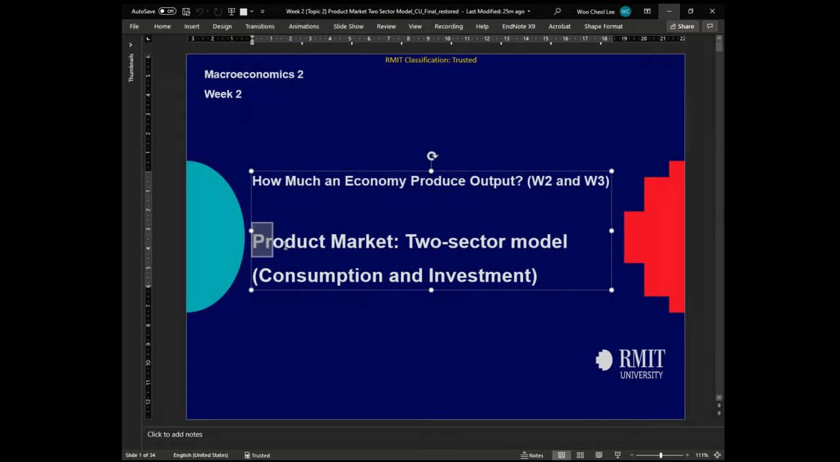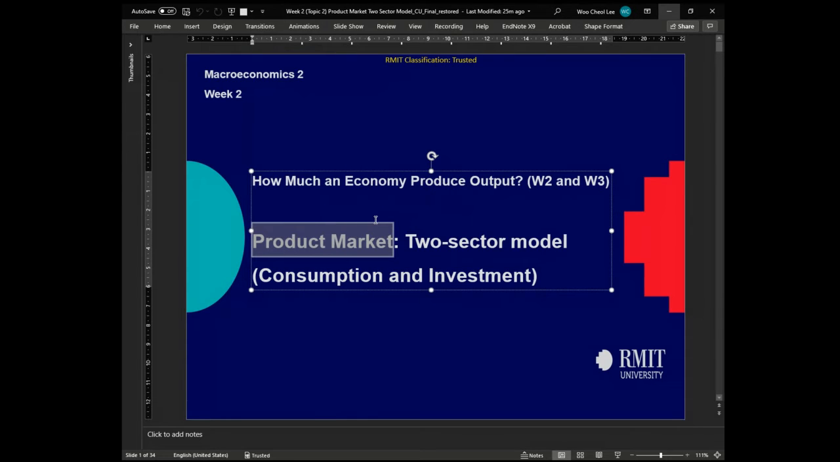And today's title is called product market. Product market is simply goods and services. So we're going to find out the equilibrium in the product market today. Two sector means consumption and investment. Some of you may get confused: what are those all about?